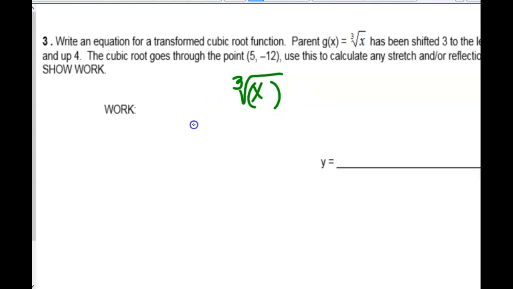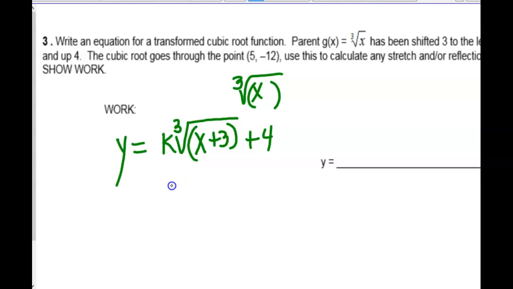It says shifted 3 to the left. Where does that go? Inside. Left would be actually plus 3. Up 4. Outside. Plus 4, because it's outside, it's not the opposite of what it seems. All right. Now we got to find the stretch or flip or both. What letter do you want me to use? Use K? I think we used A a lot of times of these, but it totally doesn't matter.